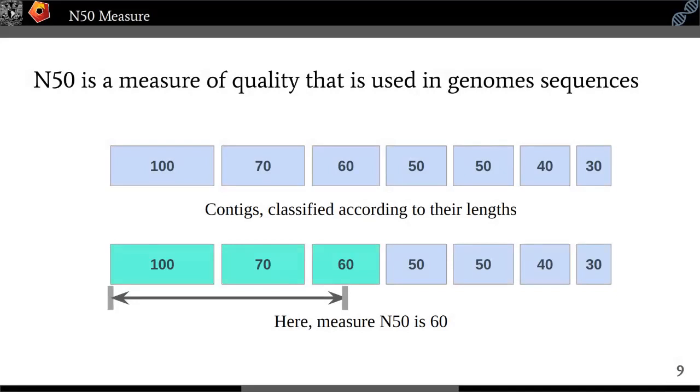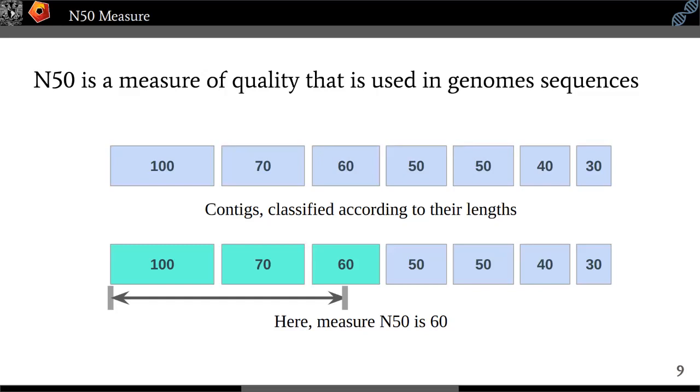N50 is a measure used to assess the contiguity and quality of assembly of a genome. The contigs in an assembly are sorted by size and added together, starting with the largest. The size of the contig that makes the total greater than or equal to 50% of the genome size is the N50.